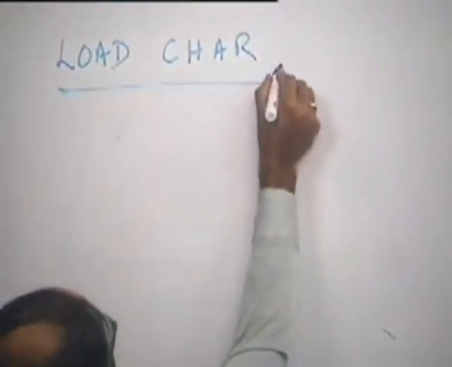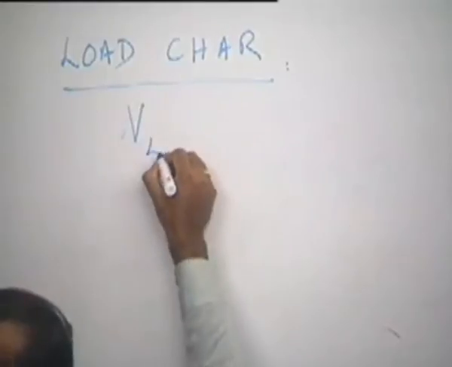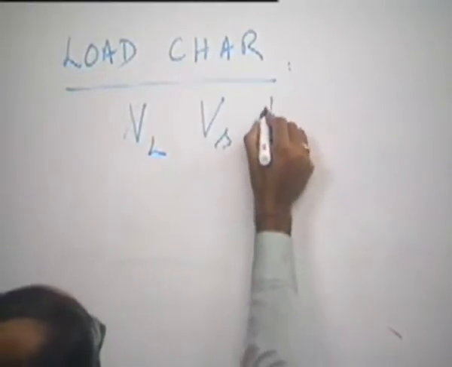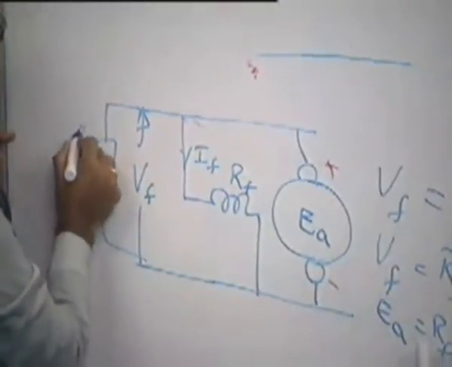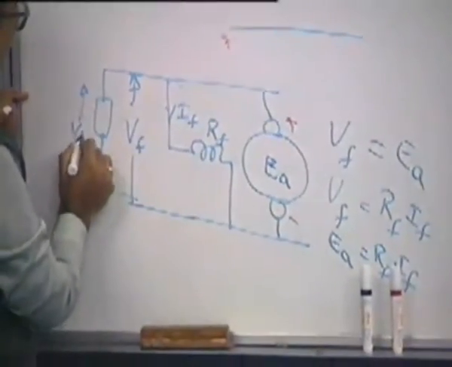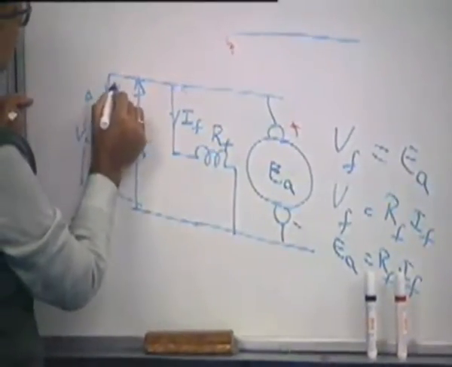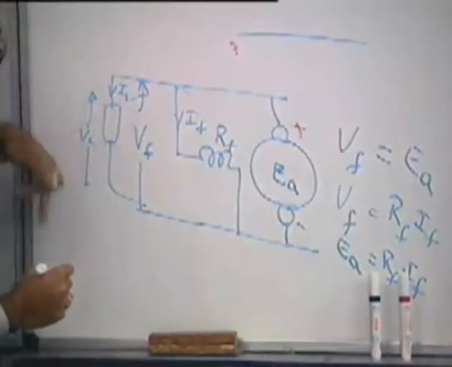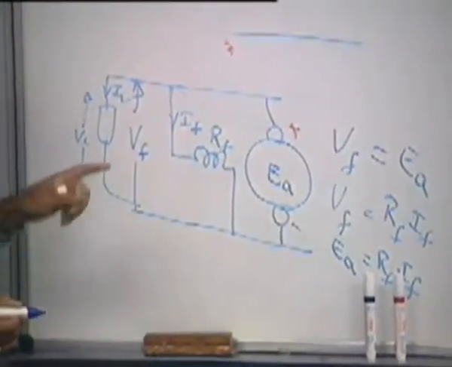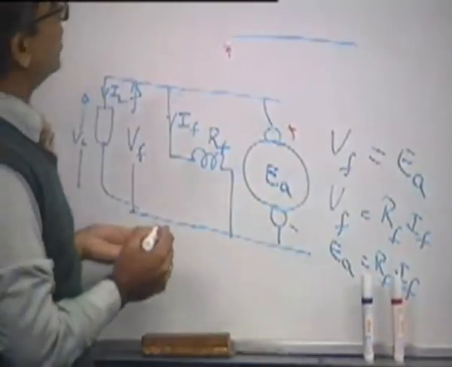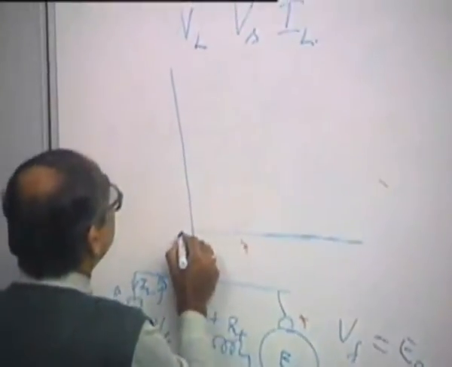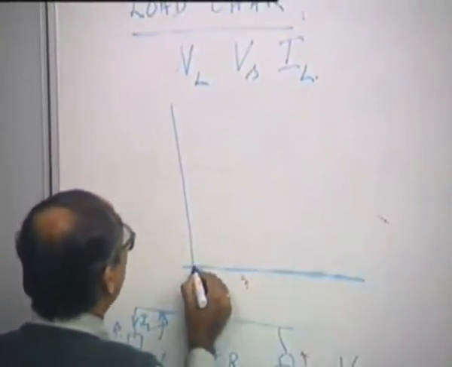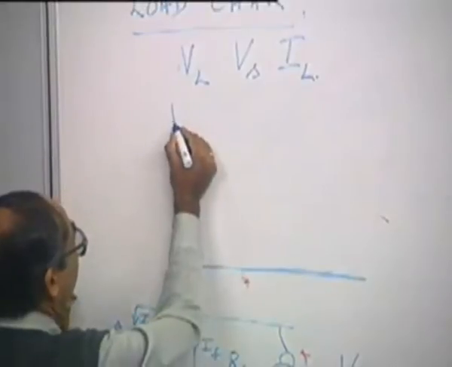Load characteristics is basically the load voltage versus load current. You are connecting the load across the machine, so you find out how much the voltage across the load will be as you increase the load. Now under no load condition, when there is no load, the voltage will be equal to EA.